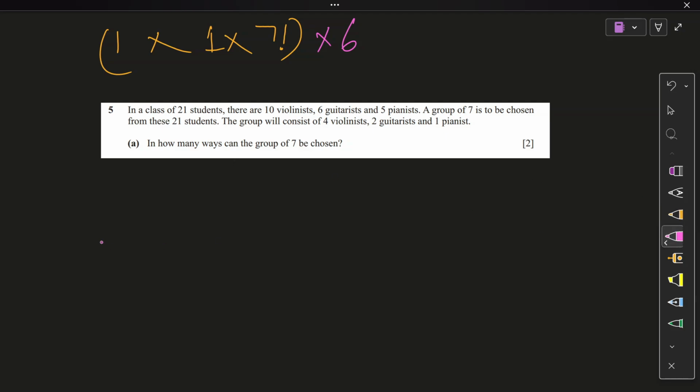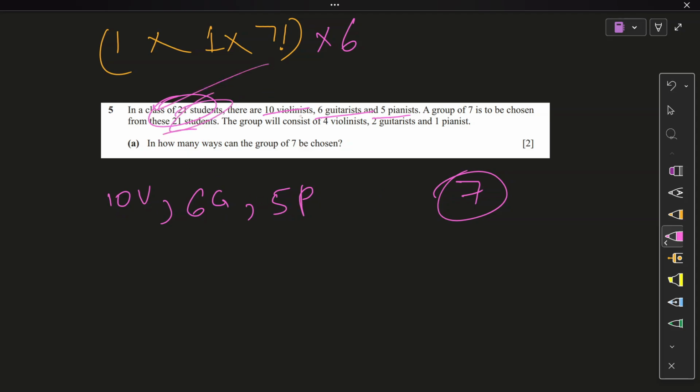Anyways, here we go. 21 students in a class. 10 violinists. Okay, so I have 10 violinists and I have 6 guitarists. Okay. Make your distinctions always, please. It's easier. 5 pianists. So I have 5 pianists. Okay. A group of 7 has to be created. A team of 7 needs to be created from these 21. So 10 plus 6 is 16. 16 plus 5 is 21. That's it. That's my set.